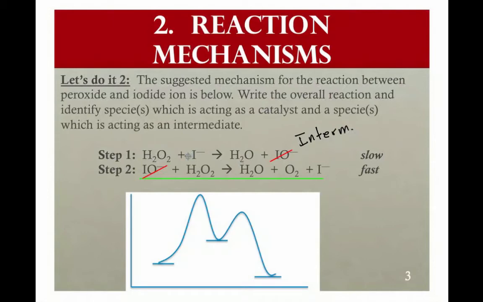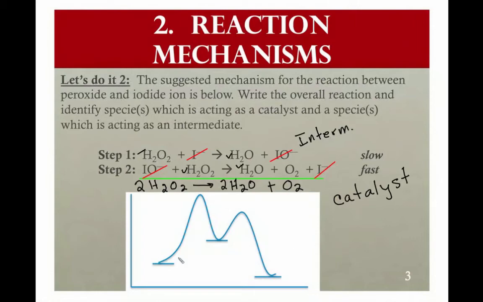Okay? Now, a substance that is present at the beginning and then reforms at the end, beginning and end, is a catalyst. So IO minus is our intermediate, I minus is our catalyst. Our overall reaction is 2H2O2 yields 2 waters plus an oxygen.